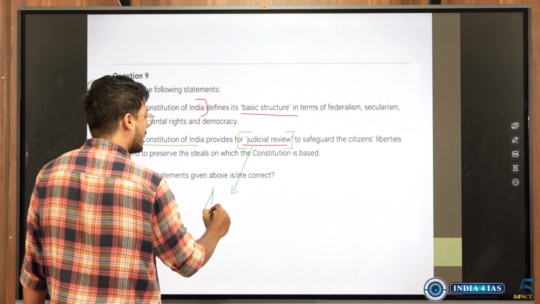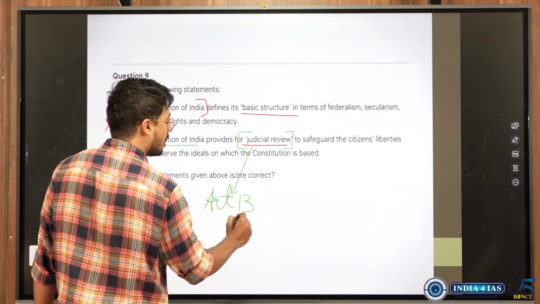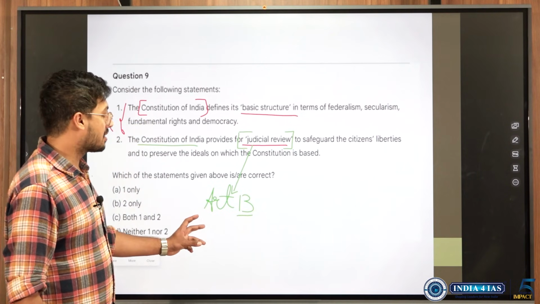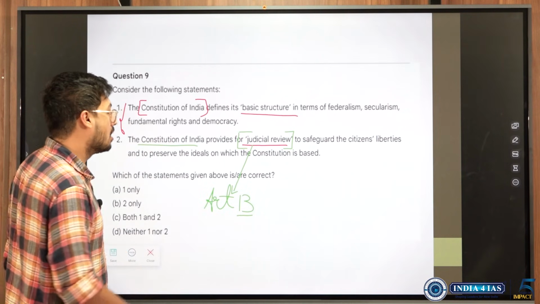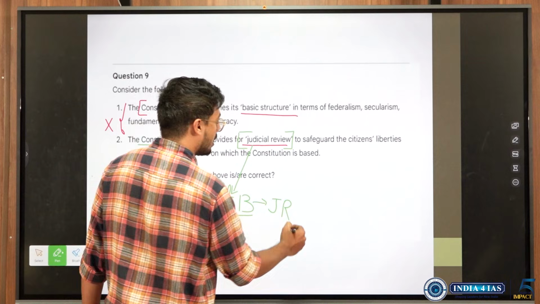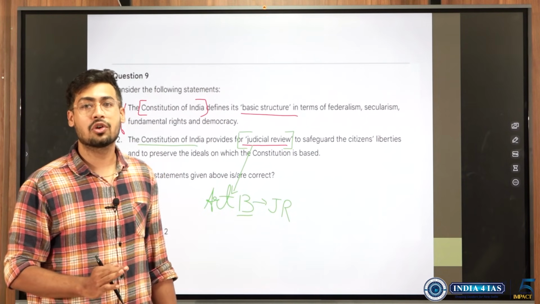Judicial review is implicitly provided under Article 13, because Article 13 says any law which is in contradiction to fundamental rights shall be declared void, providing for judicial review. But sometimes UPSC itself will take out a controversial key, and this was one of the controversial keys.